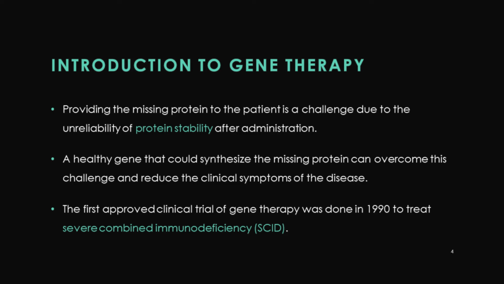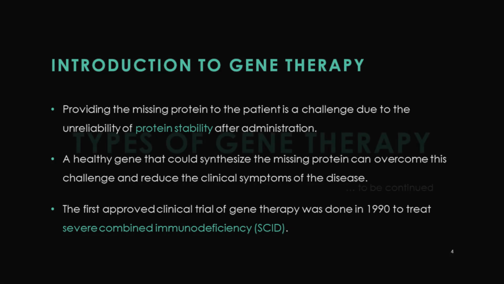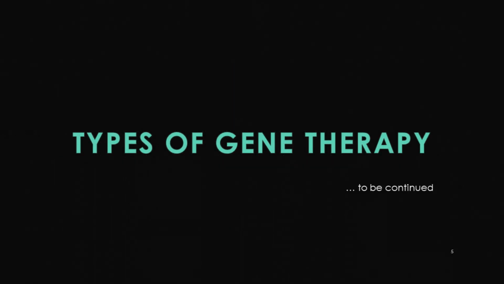The first approved clinical gene therapy was done in the 90s to treat severe combined immunodeficiency, abbreviated as SCID. However, this therapy was not successful. So now that we have a general idea of what gene therapy is, let's talk about the two types of gene therapy.